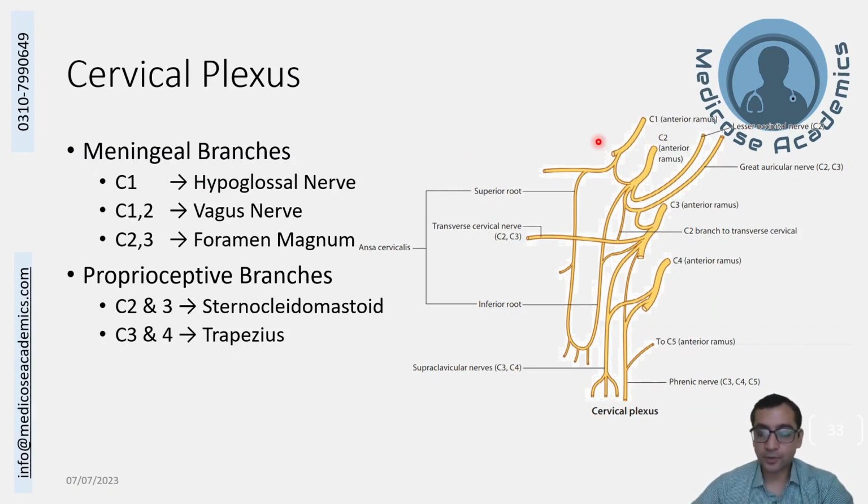Then there are proprioceptive fibers. If you remember from yesterday's lecture, we discussed the origin, insertion, supply, and functions of sternocleidomastoid and trapezius.